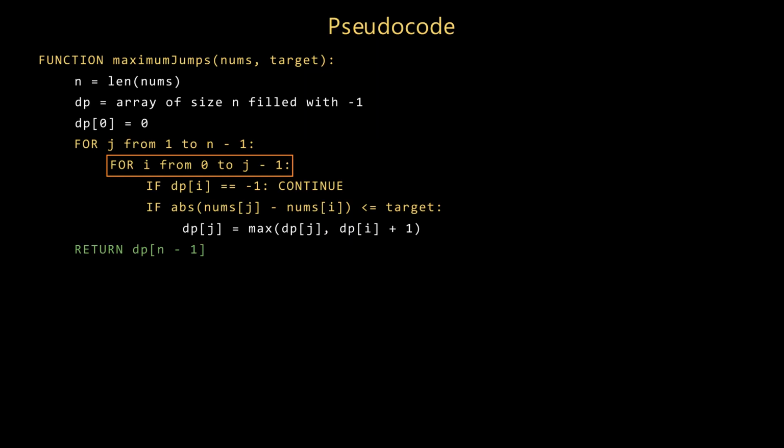For each destination, scan every earlier index i. Skip i if it has not been reached yet. Check whether the value difference from i to j is within target. If the jump is legal, update dp[j] with dp[i] + 1. After all destinations are processed, return dp of the last index.